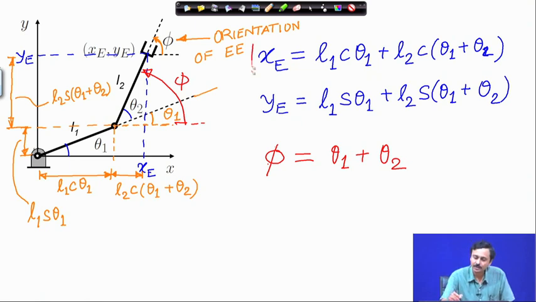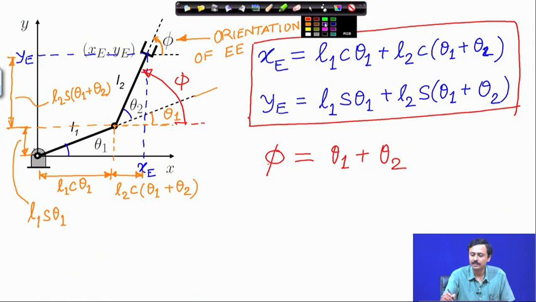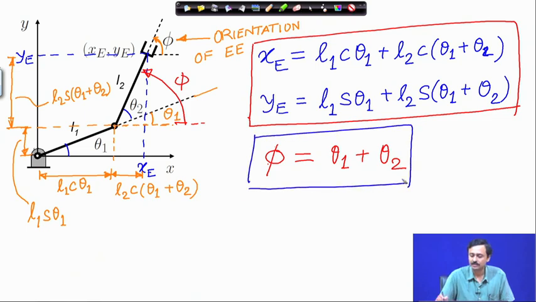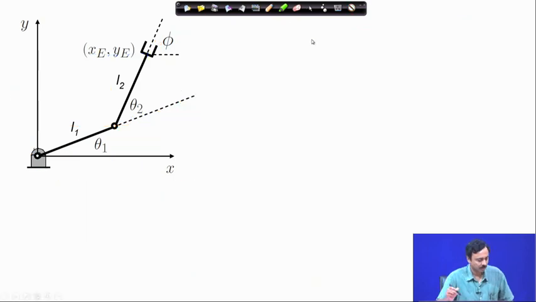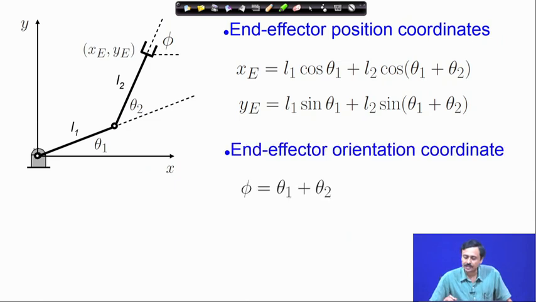Our forward kinematics problem is already solved here. The problem that we had set out to solve is solved here. In addition, we have the orientation of the end effector, which might be necessary in certain cases. So, this is the forward kinematics problem. Let me formally show you. The end effector position coordinates XE and YE are given by these expressions. The end effector orientation coordinate phi is given by theta 1 plus theta 2.